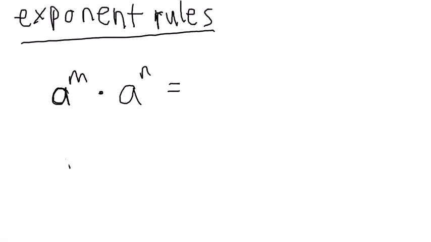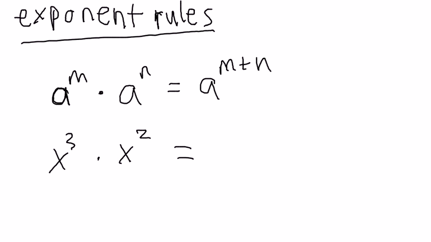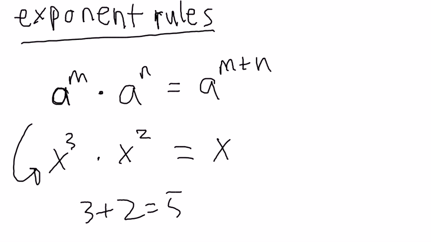If you have a problem that looks like x to the third times x to the second, well, a to the m times a to the n is a to the m plus n. So, if you had to do this sample equation right here, what is 3 plus 2? It is 5. So the answer is x to the 5th power.